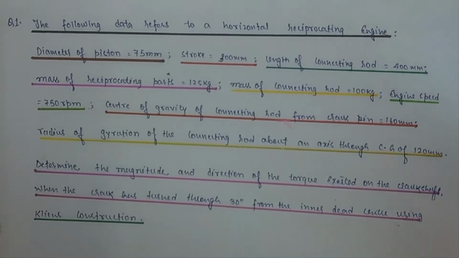Friends, basically there are two methods to calculate the torque. One is the graphical method, that is Klein's construction method, and the other is the analytic method. In this video lecture we only deal with Klein's method to calculate the inertia forces and torque. Now we will solve a problem on Klein's acceleration diagram. So this is our question.